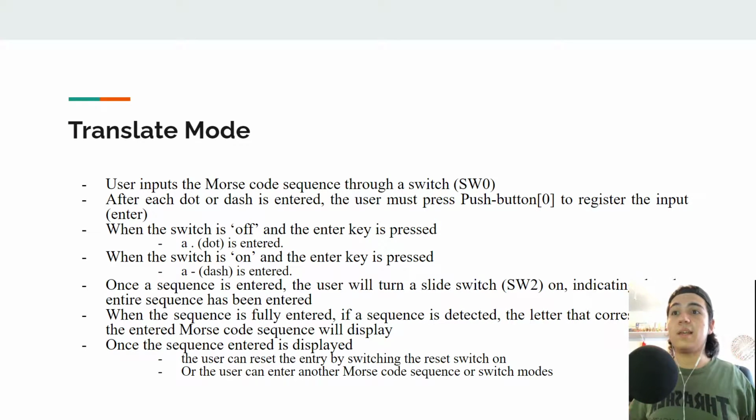Once a sequence is entered, the user will turn on a slide switch, indicating that the entire sequence is entered. So that's the entry. That means that you've entered everything that you want. When the sequence is fully entered, and if a sequence is detected, the letter that corresponds to the Morse code value entered will display, if one is found. If it's not found, then nothing will display. Then you just have to reset your system and try again, or switch modes.